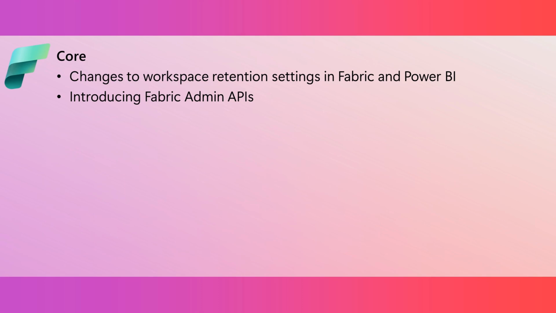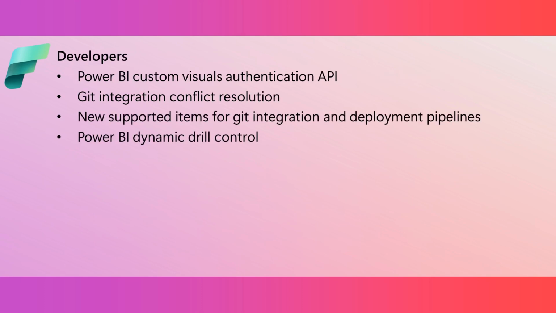We know how important admin APIs are for some of you. They play a critical role in automation and governance. So we are happy to announce the introduction of new Fabric admin APIs. And we always love developers. For Power BI, a new API allows custom visuals to obtain AAD access tokens through single sign-on.